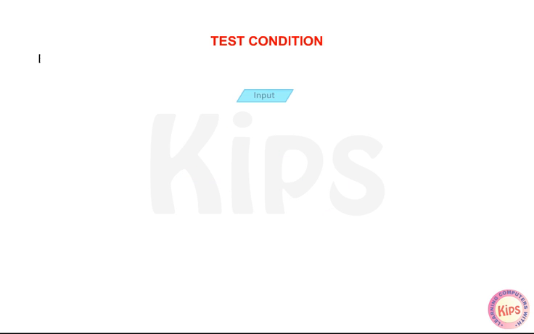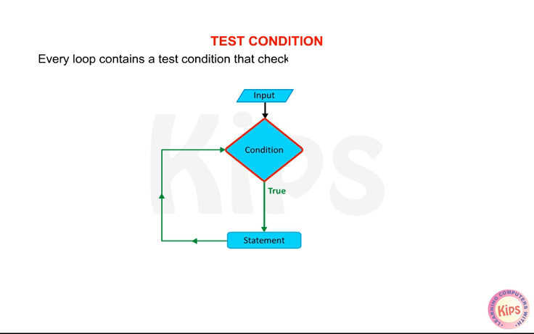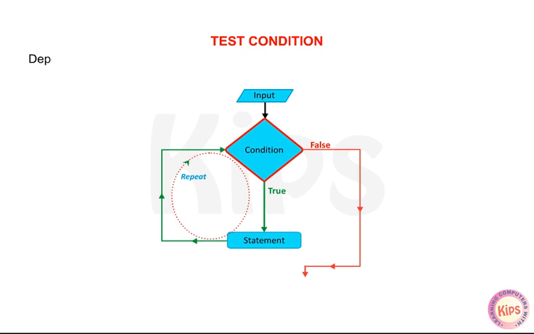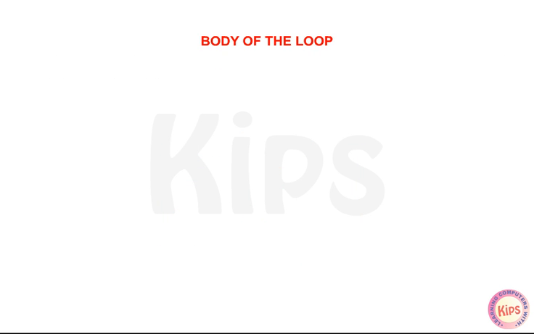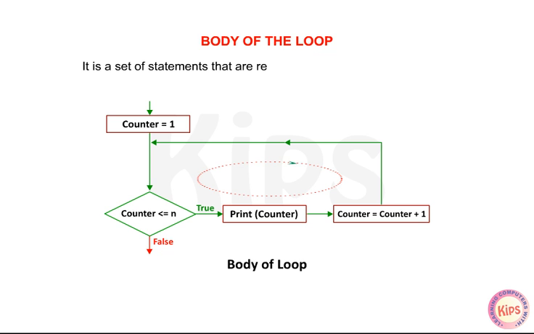Test condition: every loop contains a test condition that checks whether the loop has to be repeated or terminated. Depending on the condition, control enters into the body of the loop and executes till the condition becomes false. Body of the loop: it is a set of statements that are repeatedly executed within the loop.